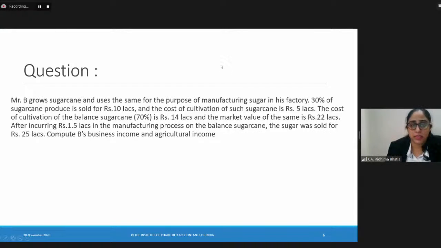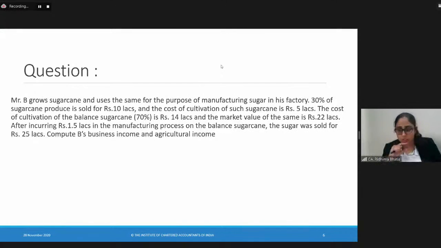Mr. B grows sugarcane and uses the same for the purpose of manufacturing sugar in his factory. 30% of the sugarcane produced is sold for 10 lakhs, and the cost of cultivation of such sugarcane is rupees 5 lakhs. The cost of cultivation of the balance sugarcane, 70%, is 14 lakhs, and the market value of the same is 22 lakhs. But for the balance sugarcane of 70%, after incurring 1.5 lakhs in the manufacturing process on the balance sugarcane, he sold sugar. The sugar was sold for 25 lakhs. Compute B's business income and agricultural income.